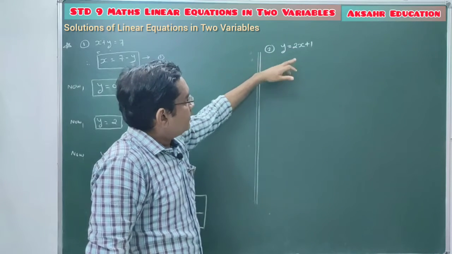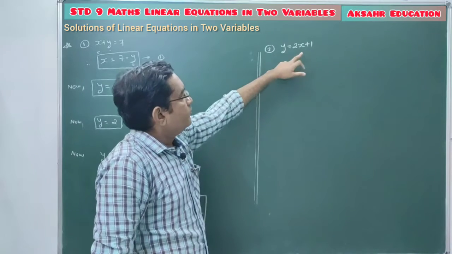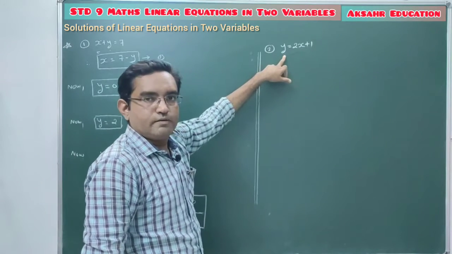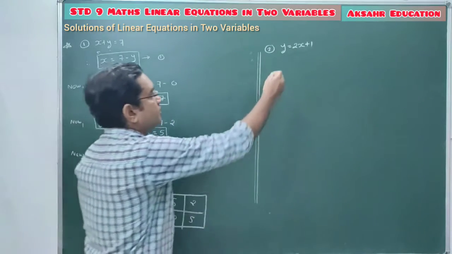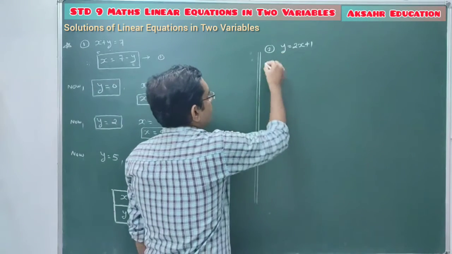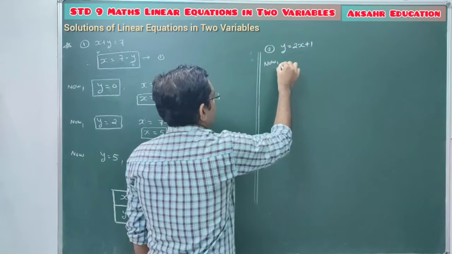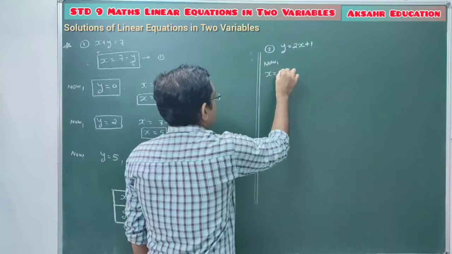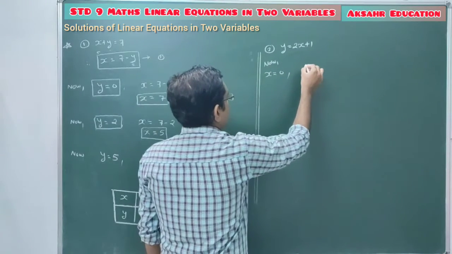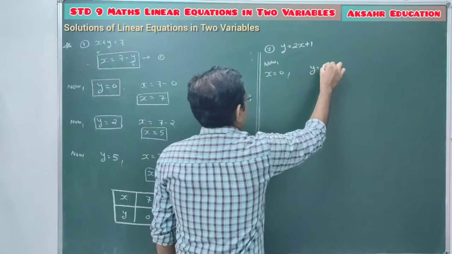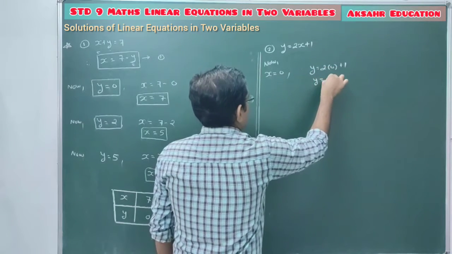Now after this you have to put in different values of x, and accordingly you will get different values of y, and you will get the coordinate box. Clear, students? So this is our y equals 2x plus 1. Now we are putting in different values of x. Suppose we take x equal to 0; you can take any value of x. For that value of 0, we get y equal to 2 into 0 plus 1, which is y equal to 1.